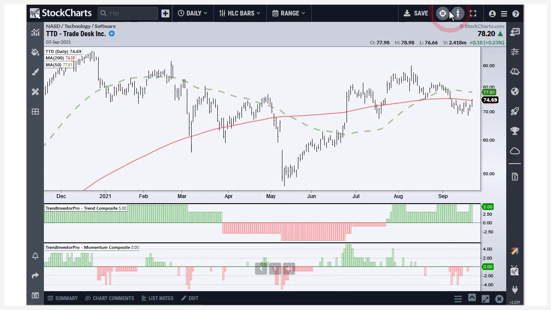Now here's a more recent example where we have an oversold condition and a bullish setup in a chart. This is Trade Desk, which is cutting edge technology software. And it was in a downtrend from late March all the way until June. And then it got this uptrend signal.